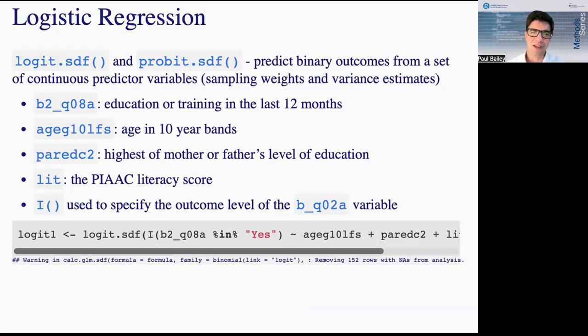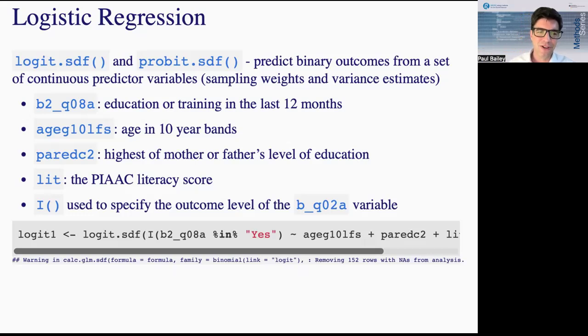And then using the explanatory variables, looking at the bottom, age in 10-year bands, the parent's highest level of education, and then also their literacy score on PX. So this function is going to deal with the fact that that has plausible values and calculate the statistics correctly.